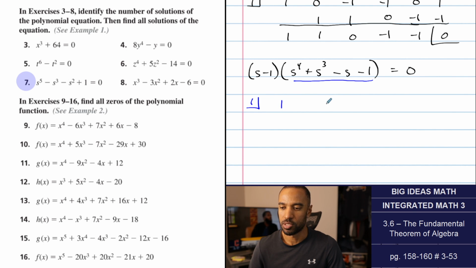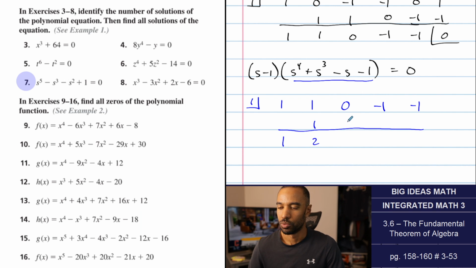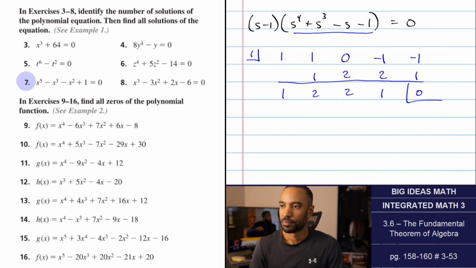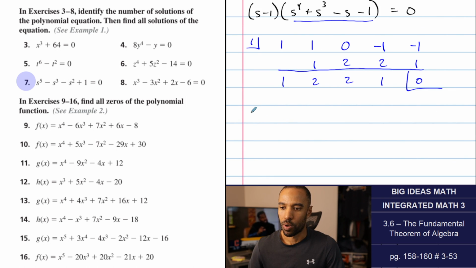So given this, I'm going to use 1 again. Synthetic division. Let's not make a mistake this time. 1s cubed, 1s squared. 1s to the fourth, 1s cubed. 0s squared, -1s, and -1. Ooh, a 2? Okay. So another s minus 1 factors out. So I'll call this s minus 1 squared now. And this is now s cubed plus 2s squared plus 2s plus 1.